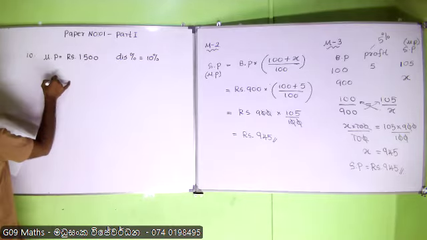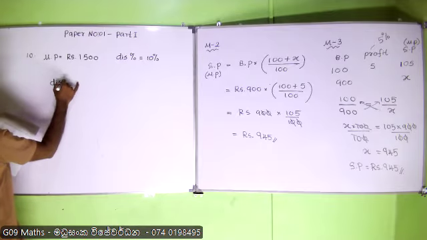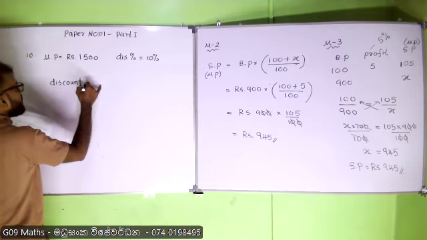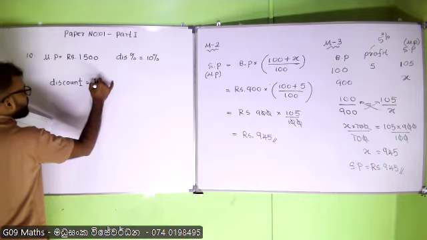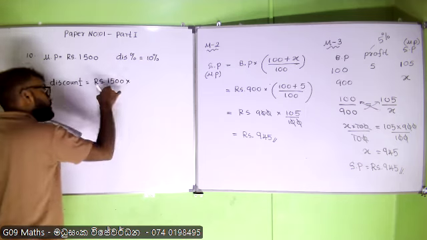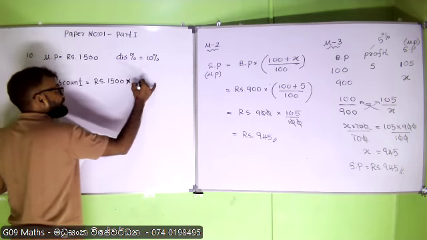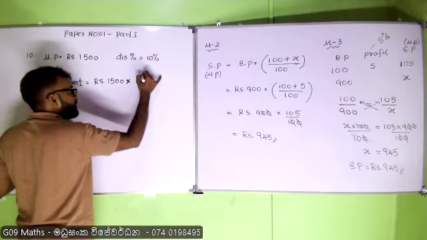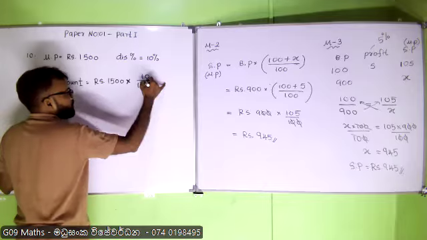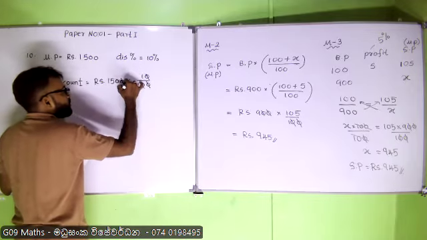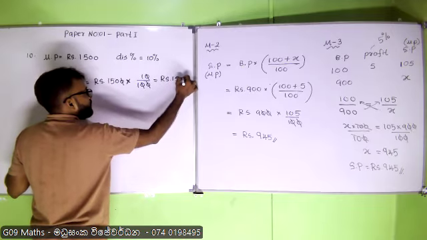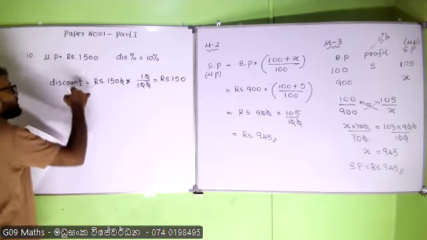So first of all, I am going to find the discount. How to find the discount? Here you have 1,500 rupees. For this 1,500 rupees, that seller is going to give you a 10%, 10 divided by 100 discount. That means 150 rupees will be deducted from your original mark price.